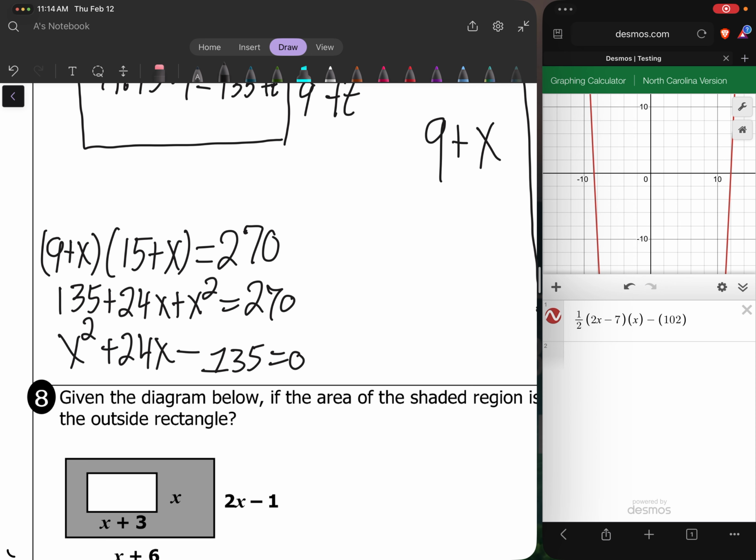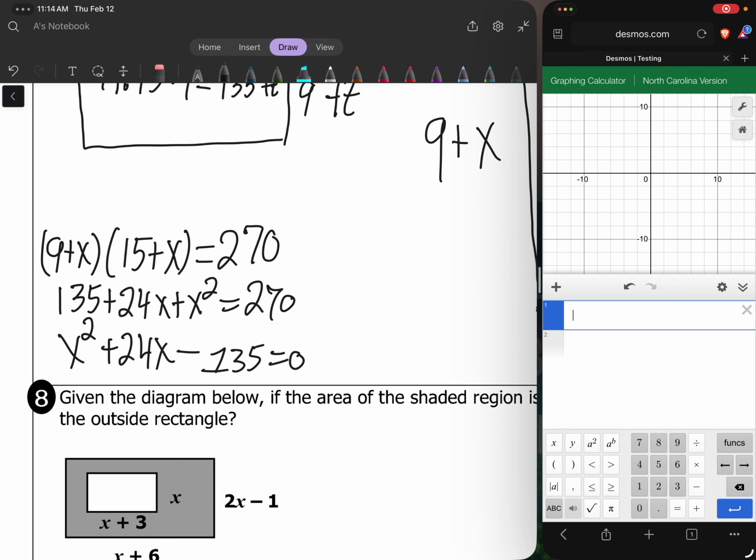There is no combination of factors that I can pull out of this. So I have two options. I can use the quadratic formula. The x is equal to negative b plus minus square root b squared minus 4ac all over 2a. I can use that. A is 1, b is 24, c is negative 135. Or I can use Desmos. Now the choice is ultimately yours, but I'm feeling lazy today. Let's use Desmos. X squared plus 24x minus 135.